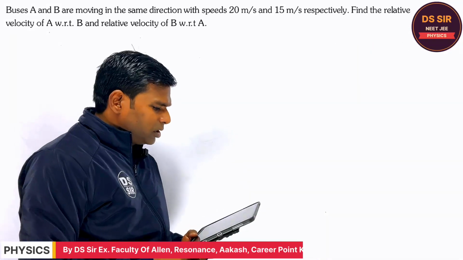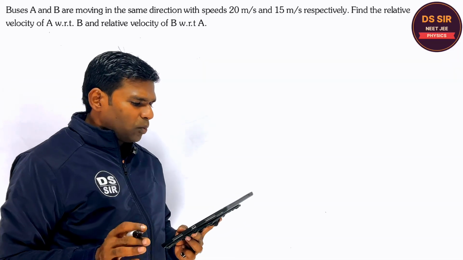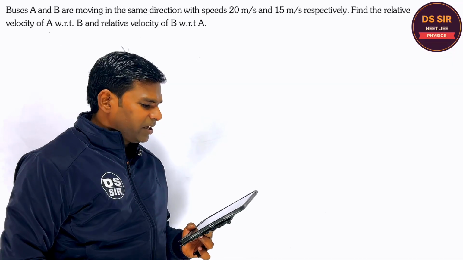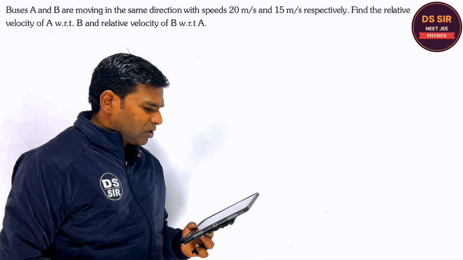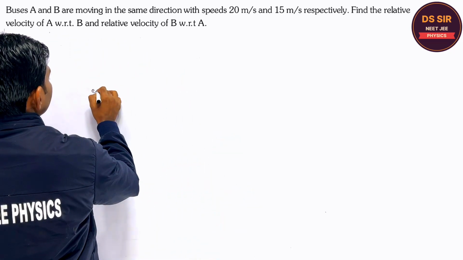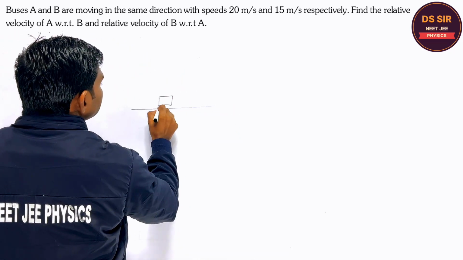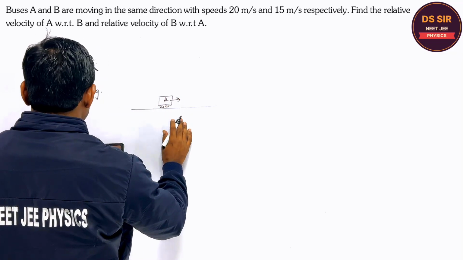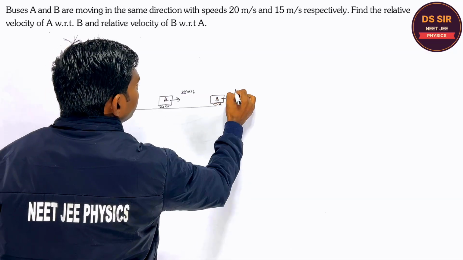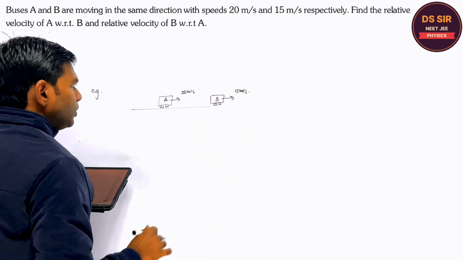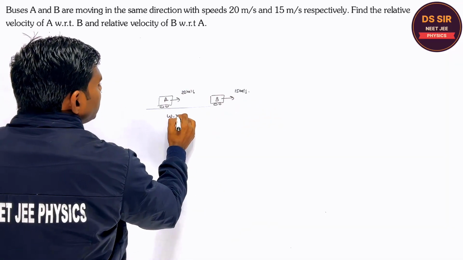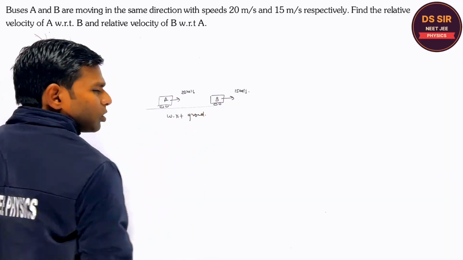Copy this. In this question, the two buses A and B are moving in the same direction with speeds 20 meter per second and 15 meter per second. Find the relative velocity of A with respect to B and the relative velocity of B with respect to A. Although in this question the direction is not given, I will assume this is car A moving with speed 20 meter per second, and this is car B moving with speed 15 meter per second. Getting or not? They are moving in the same direction. So this is the figure with respect to ground. Is it clear or not?